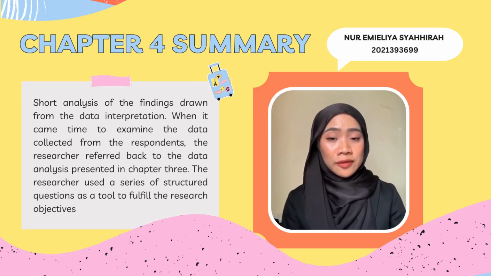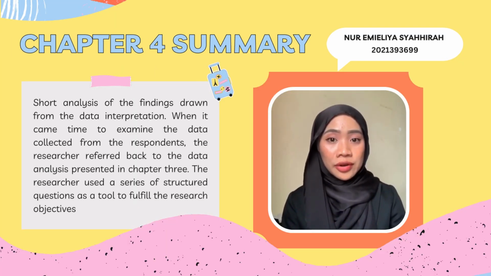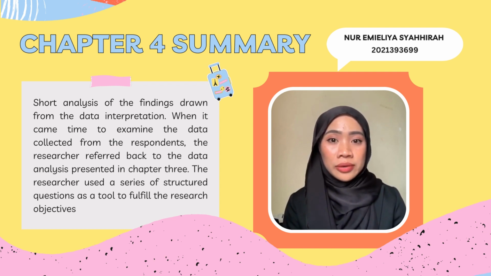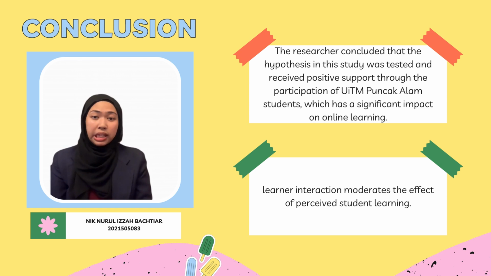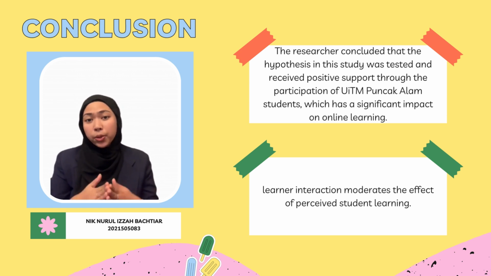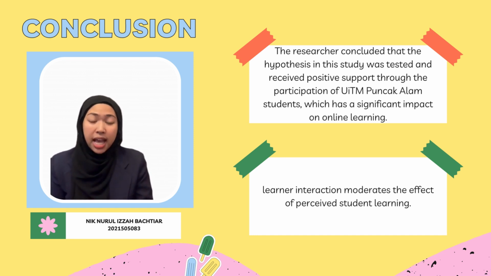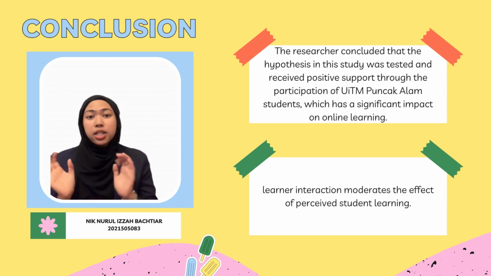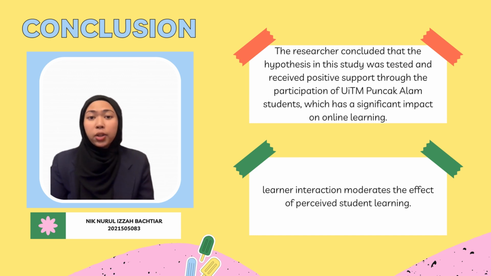For the summary, Chapter 4 presents a short analysis of the findings drawn from the data interpretation. When it came time to examine the data collected from the respondents, the researchers referred back to the data analysis presented in Chapter 3. The researchers used a series of structured questions as a tool to fulfill the research objective. This study investigates the factors that influence both student perception of learning outcome and student participation in learning courses. The research tests the research model using Google Form data collected from a survey of UiTM students.